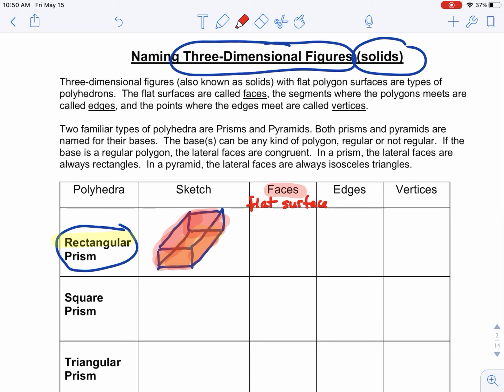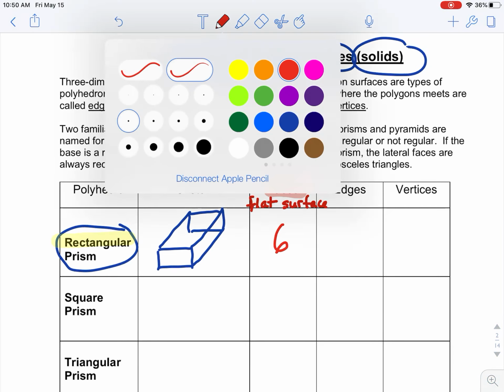So how many faces does this one have? Well, it's got 6 faces. The base, top and bottom, and then the flat sides around the outside. So you're just going to count all of those. Okay, let's see if I can get rid of some of that.